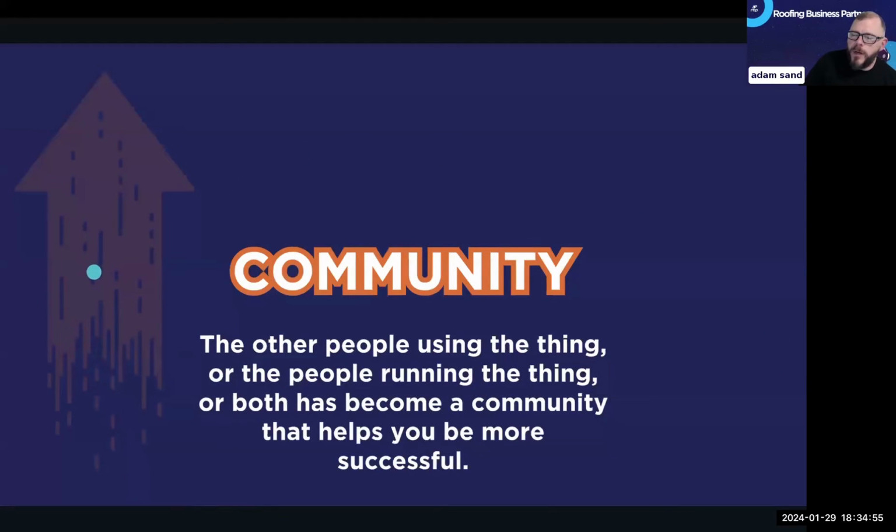The other thing is community, right? Where the other people using the thing or the people running the thing or both has become a community that helps you become more successful. So this is one big part of what HubSpot does, right? They have so much community building that they do. HubSpot doesn't necessarily sponsor a cause, but they focus hugely on community.